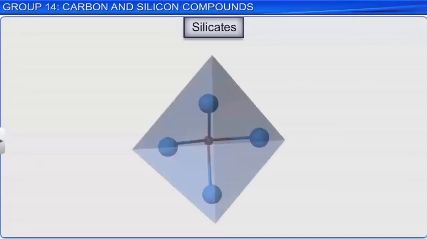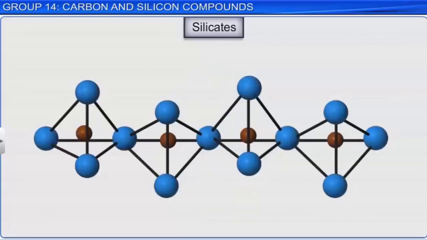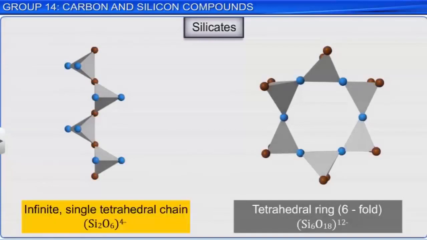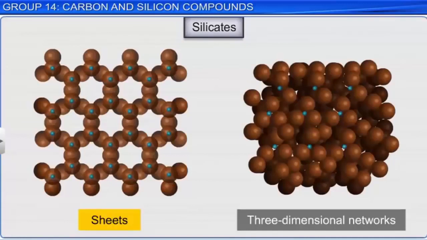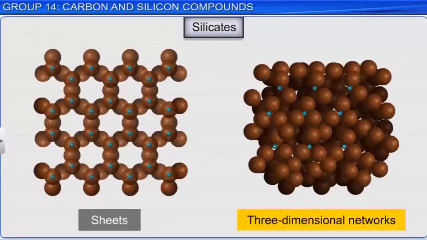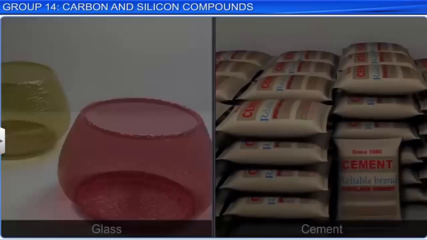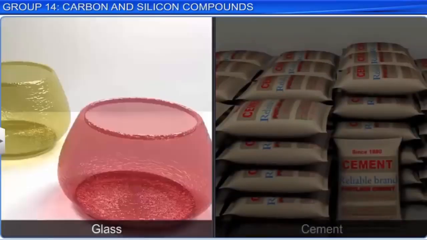This polyatomic ion has a tetrahedral geometry around the central silicon atom. The tetrahedral units of silicates may be joined together at the corners by sharing oxygen atoms. Silicates are thus able to form chains, rings, sheets, or three-dimensional networks, as illustrated here. Two important silicates are glass and cement.